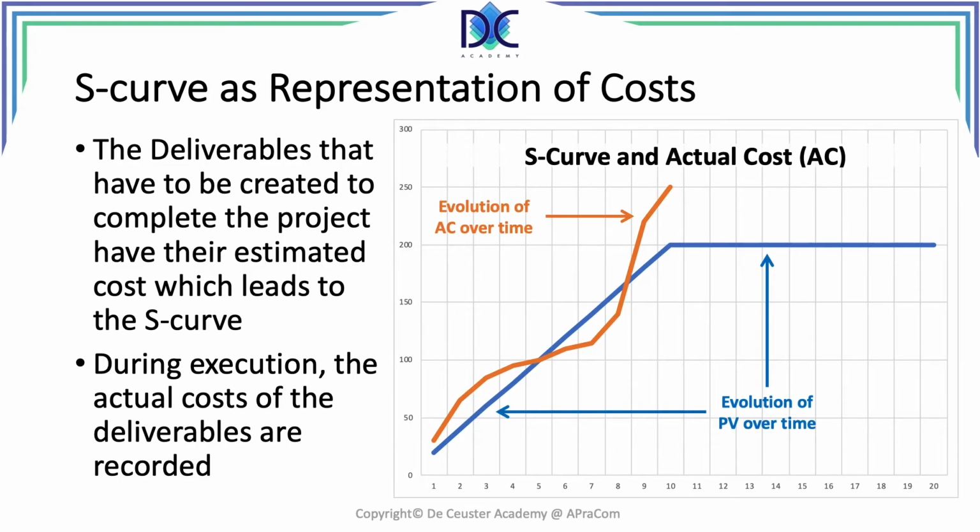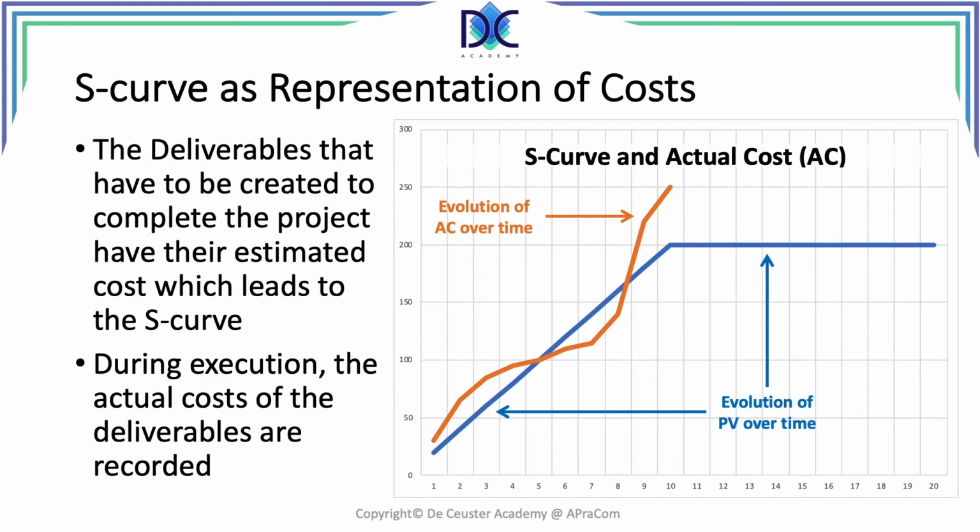When we look again at our S-curve, the simplified S-curve, in this case expressed in cost, we see the evolution of the planned value over time. At the same time, the orange curve shows the evolution of the actual cost over time. We record these, we find what the actual cost is, and we see how they are positioned relative to the planned value curve or the S-curve.